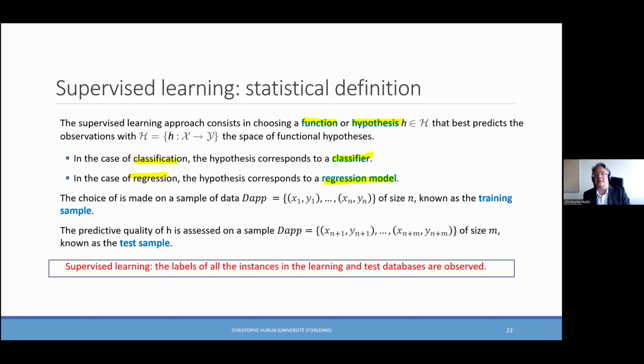The model is trained on a training sample. And the model is assessed, so it's evaluated, for instance if I have to compute my R-squared, or if I have to compute my AUC for a classification model, etc., using a second sample, which is called a test sample.